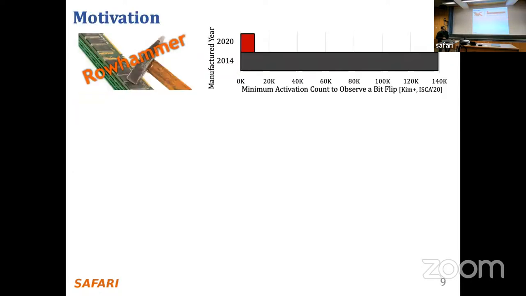So, okay, let's move to motivation and goal. RowHammer is a serious problem and it gets worse over generations of DRAM chips. On the x-axis, you can see the minimum activation count to observe a bit flip. So when this gets lower, it's easier to induce RowHammer bit flips. And when you look at the years on the y-axis, chips from a study published in 2014 show this kind of value for this number of activations. And you see more than an order of magnitude reduction in less than a decade.